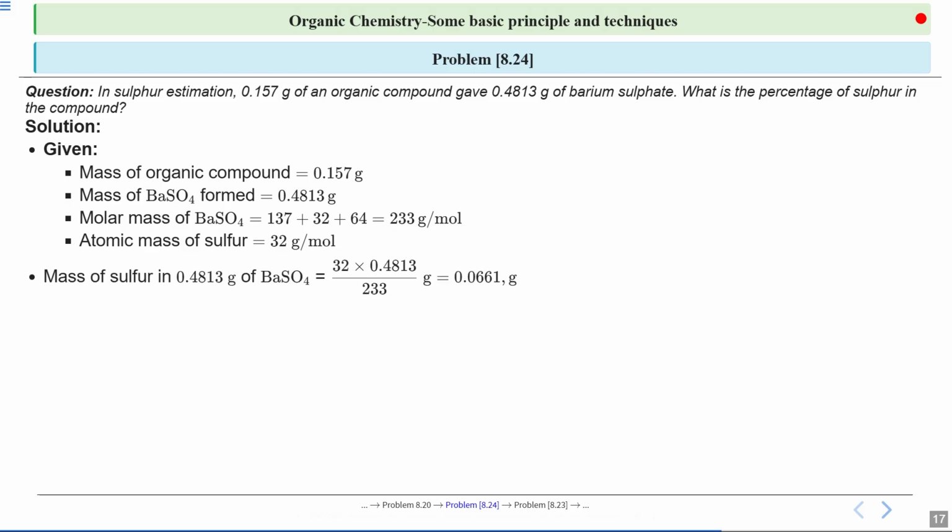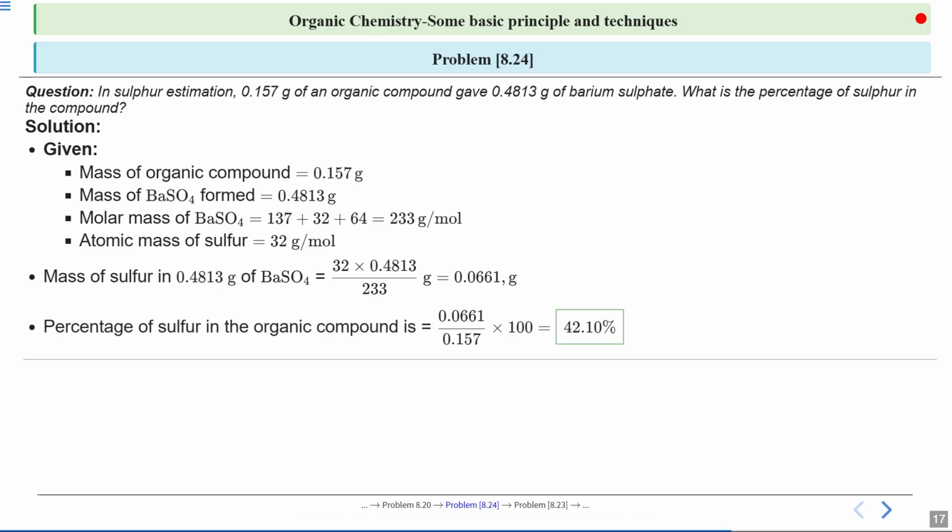So, the mass of sulfur in 0.4813 grams of barium sulfate, we use the unitary method here. So, 32 into 0.4813 divided by 233 grams is equal to 0.0661 grams. If we multiply this whole thing by 100, then we will get the percentage of sulfur in the organic compound as 42.10%. So, this is your final answer. I hope this is the easy one.